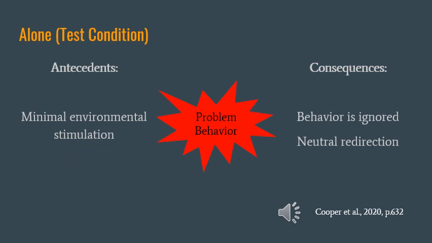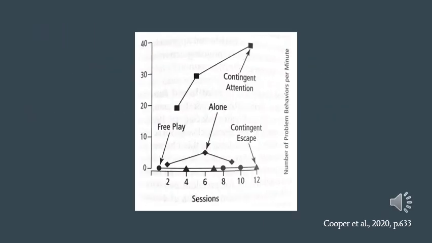The condition is alone. During this condition, there's minimal environmental stimulation. If the problem behavior occurs during this condition, the behavior is ignored or there's neutral redirection. All of these test conditions should be presented systematically in an alternating sequence. And during each of these conditions, problem behaviors are recorded. After recording each condition and how many instances of the target behavior there are, you would put those behaviors into a graph so that you can easily see what conditions have an increased level of target behaviors.